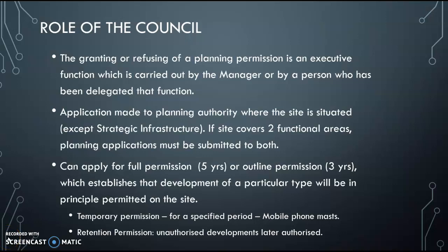You can apply for full planning permission for 5 years, or outline permission, which lasts for 3 years, which is general permission to build a particular type. So it could be permission to build a residential one-off housing, but it won't set out the specifics of the type of house, whereas full planning permission is very specific, down to the type of windows and the shape of the house and all that kind of thing.